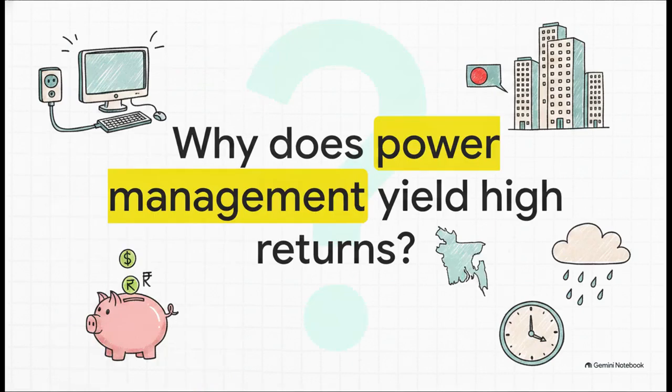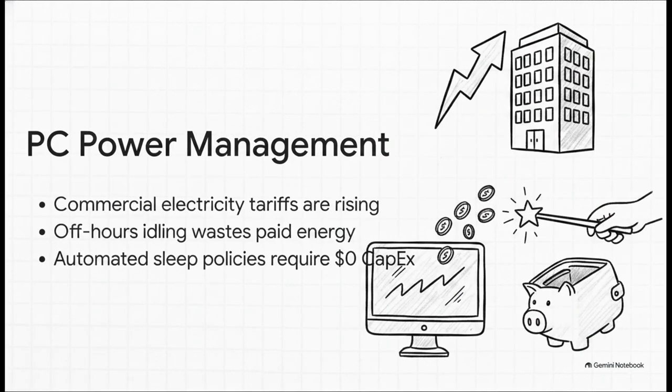Question 2. In Bangladesh, why does automated PC power management yield such incredibly high financial returns for enterprises, especially for commercial banks in Dhaka? Think about the local business environment here. Now, what's really interesting about this slide is the final point. First, yes, commercial electricity tariffs are high and rising, which means off-hours idling by massive PC fleets is super expensive. But the real kicker? Implementing automated network sleep policies requires $0 in CapEx outlay. Sometimes the absolutely most profitable green initiatives require literally no upfront investment, which means you get an infinite ROI.